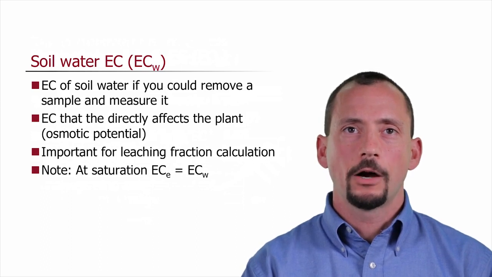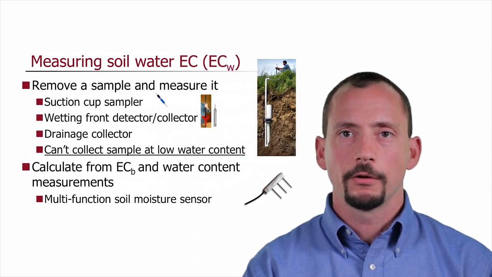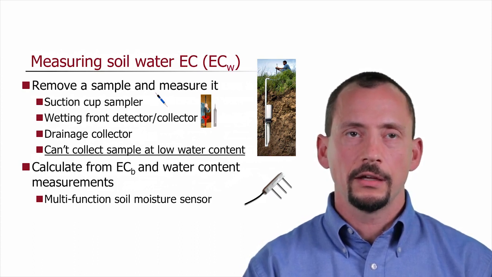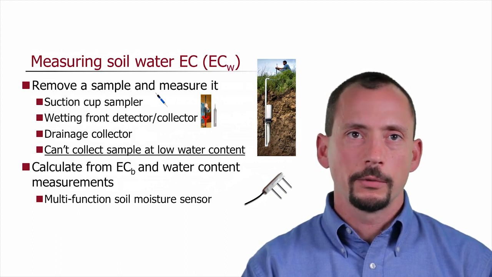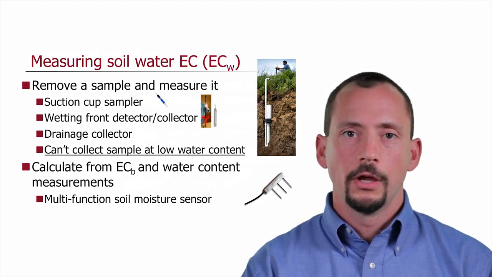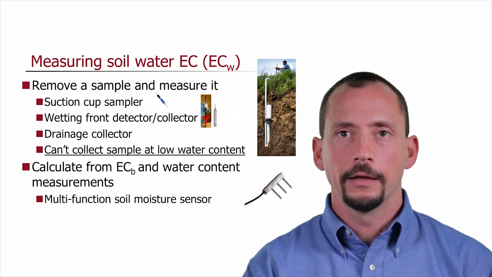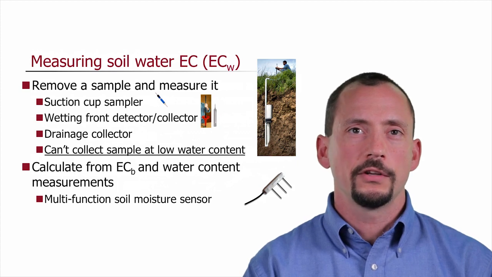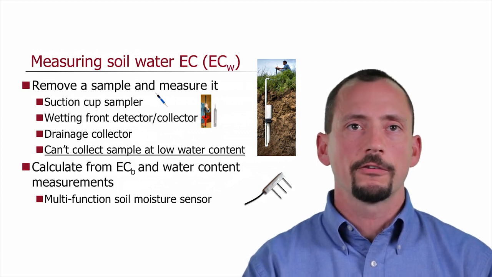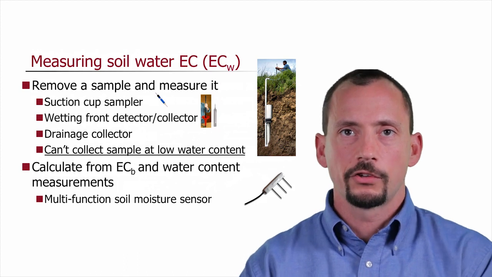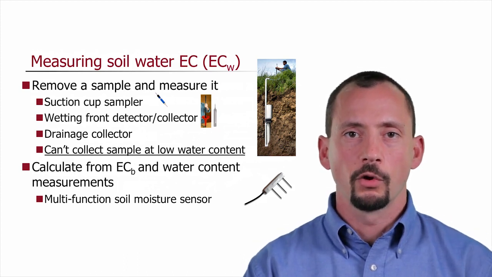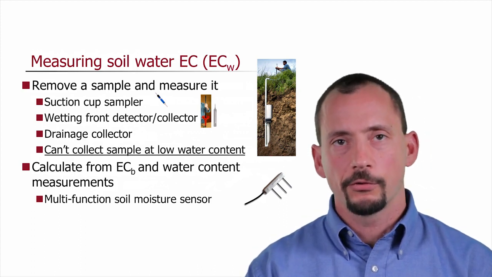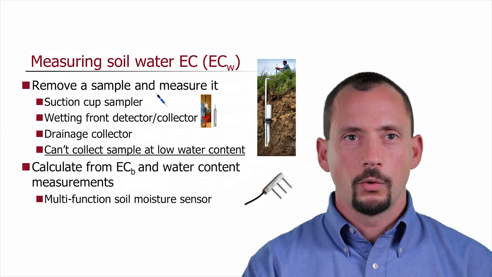So how might we measure the soil water EC? Well, there are a few ways to do that. It is possible, if your soil is moist, to use a suction cup sampler or a lysimeter to remove a sample of soil water, and then you could characterize its electrical conductivity and you would know the soil water EC. You can also use a wetting front detector with an installed electrical conductivity sensor to get a more real-time measurement of soil water EC. You could use a drainage collector and pull samples from that and measure the soil water EC.